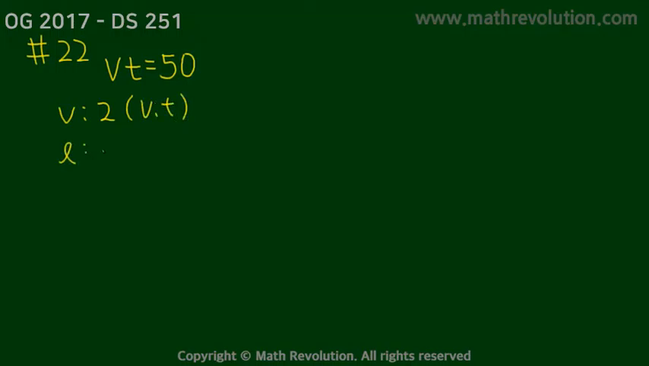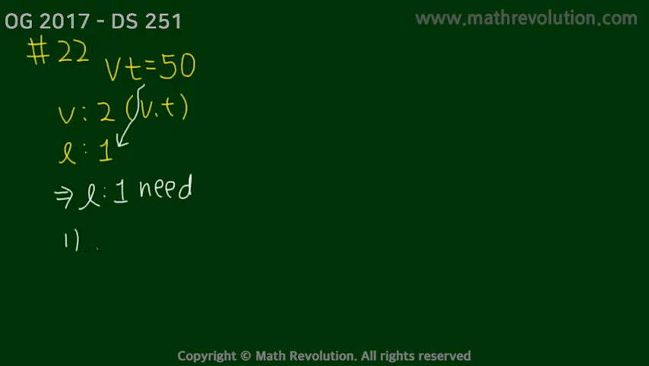Let's take a look at question number 22 of the DS section in the 2015 official guide for GMAT. Here we're given a speed question, so we represent that using VT equals 50, the total distance. And we have two variables here, V and T. To solve for them, we first need two equations, but we're given one equation here already. So really, just one more equation is needed to solve for the two variables.